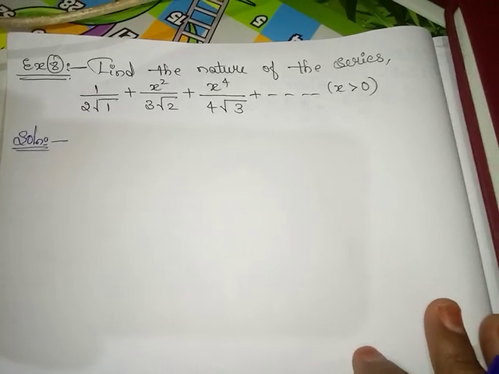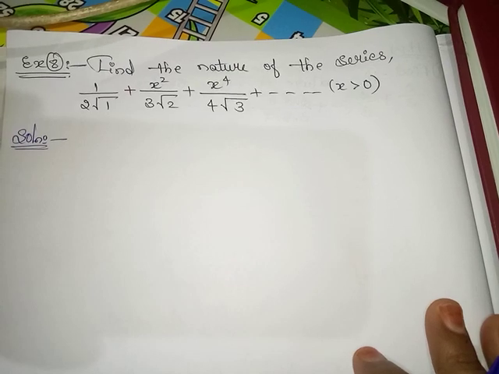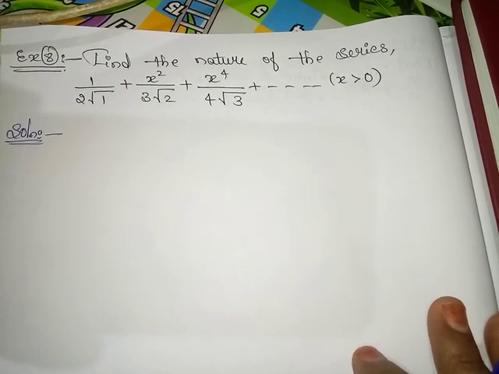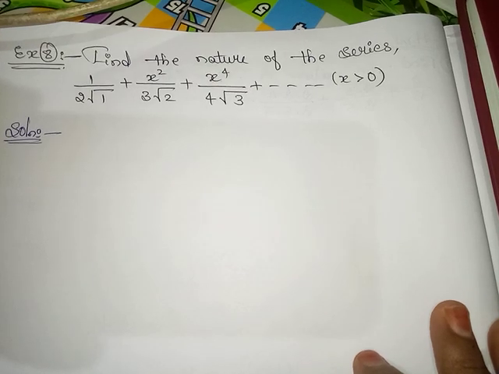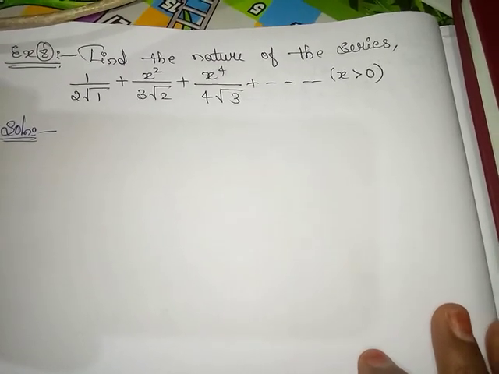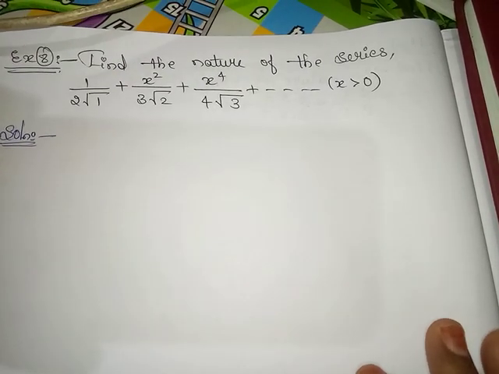Next example, find the nature of the series 1 divided by 2 into root 1 plus x square divided by 3 into root 2 plus x raised to 4 divided by 4 into root 3 plus and so on, where x value is greater than 0.